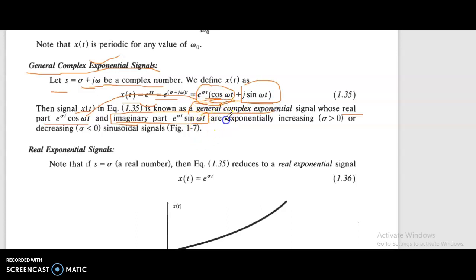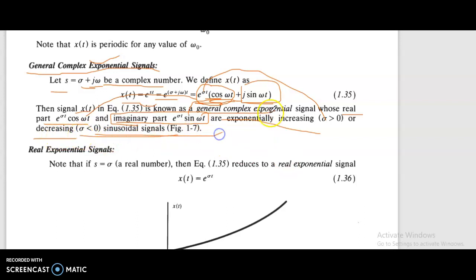The real and imaginary parts are exponentially increasing when sigma is greater than 0, or exponentially decreasing when sigma is less than 0, in sinusoidal signals. Exponentially increasing means sigma is greater than 0; exponentially decreasing means sigma is less than 0.